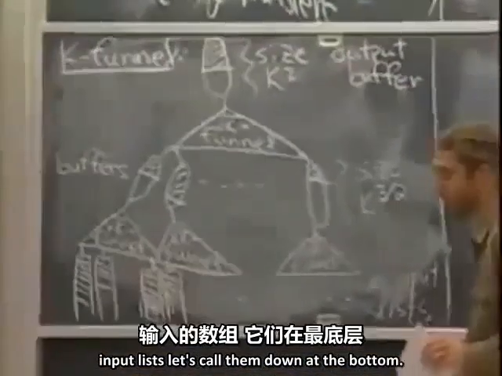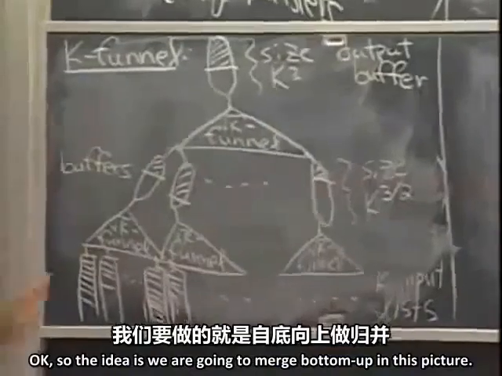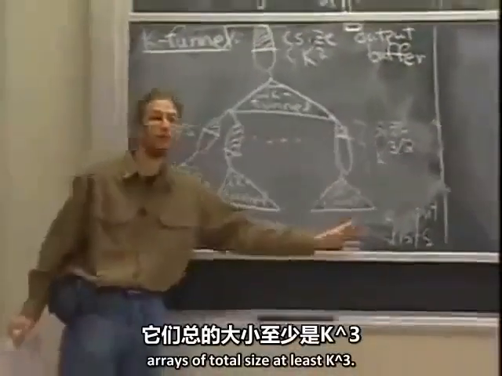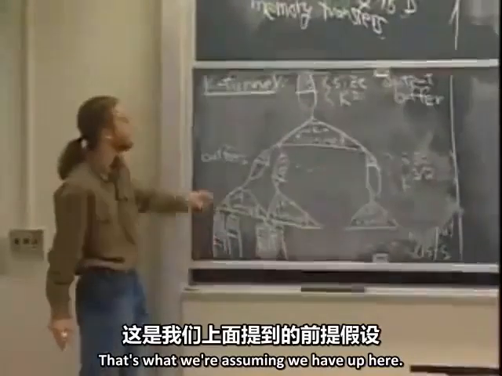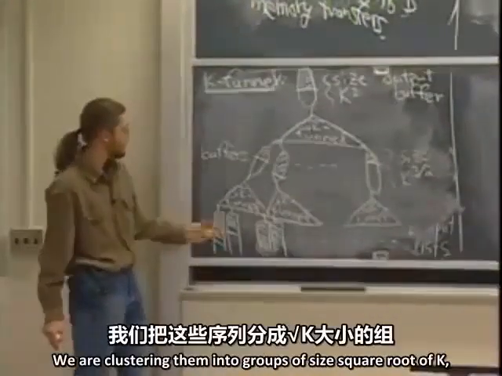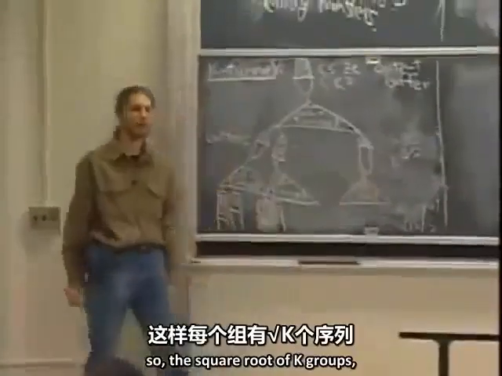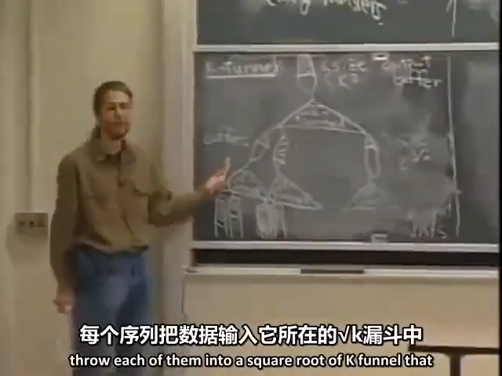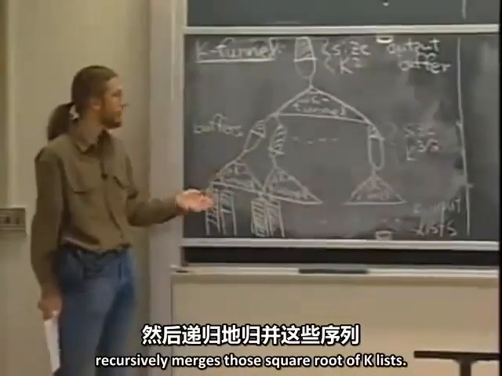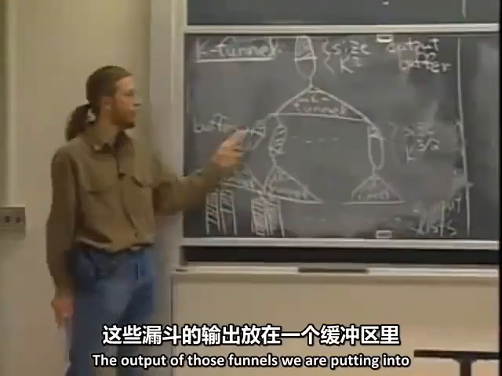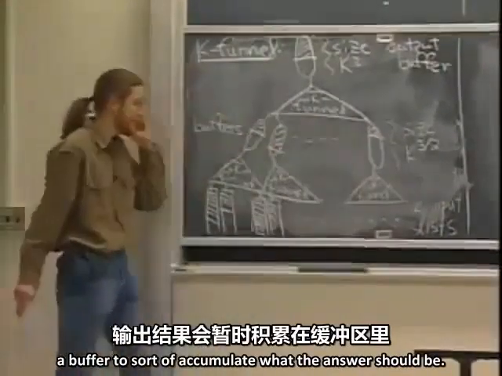Okay, so the idea is we're going to merge bottom up in this picture. We start with our k input arrays of total size at least k cubed. That's what we're assuming we have up here. We're clustering them into groups of size square root of k, so square root of k groups. Throw each of them into a square root of k funnel. That recursively merges those square root of k lists. The output of those funnels we're putting into a buffer to accumulate what the answer should be.